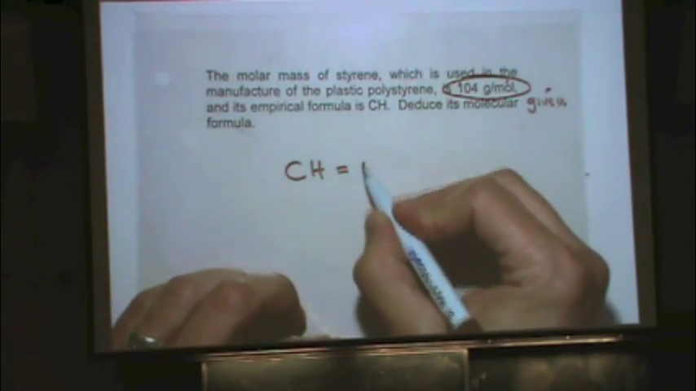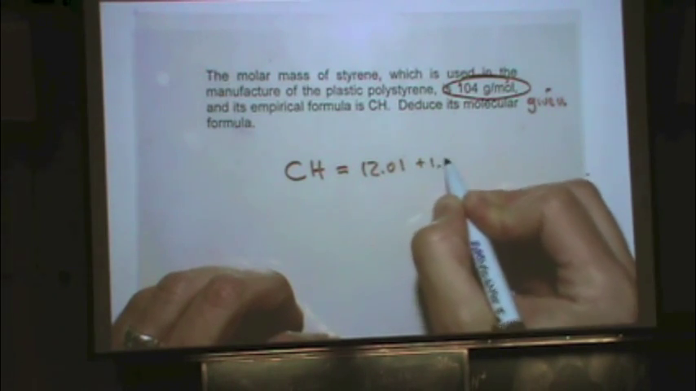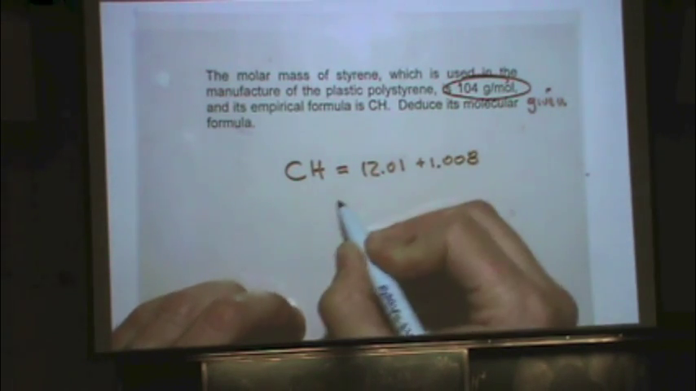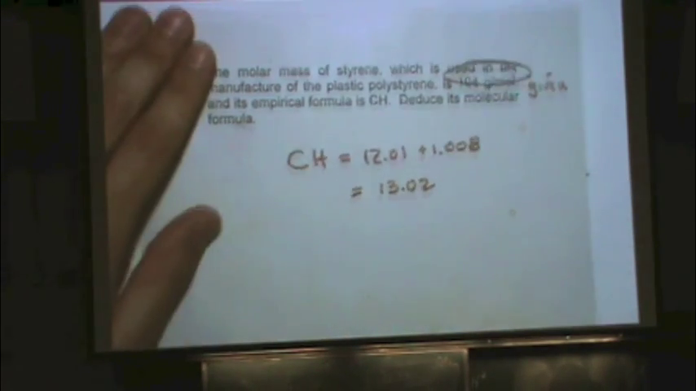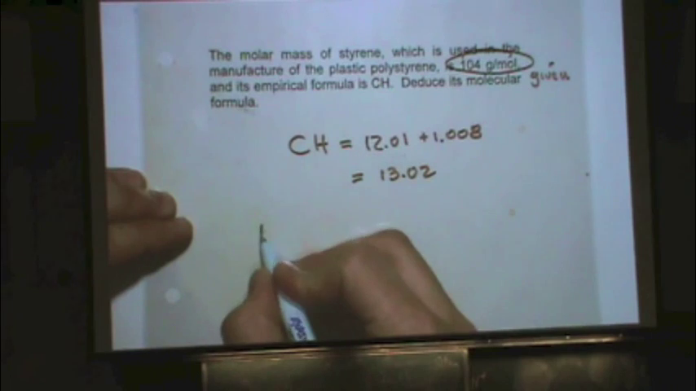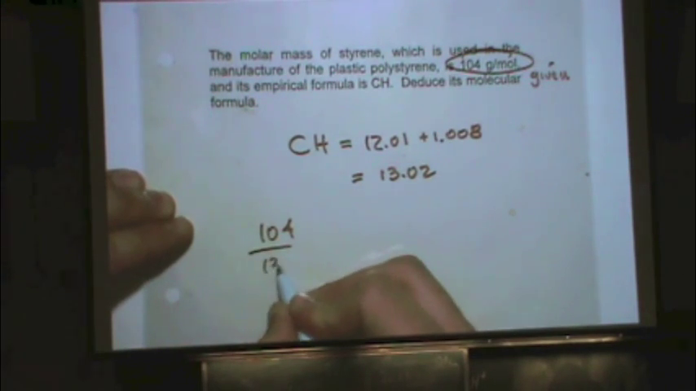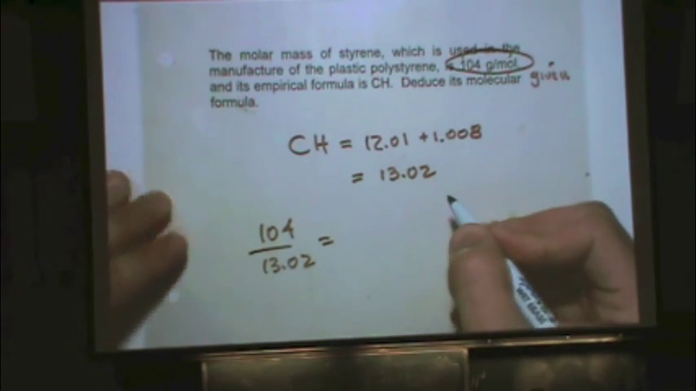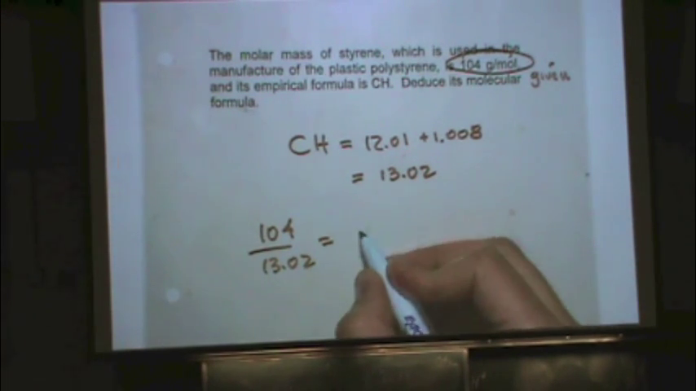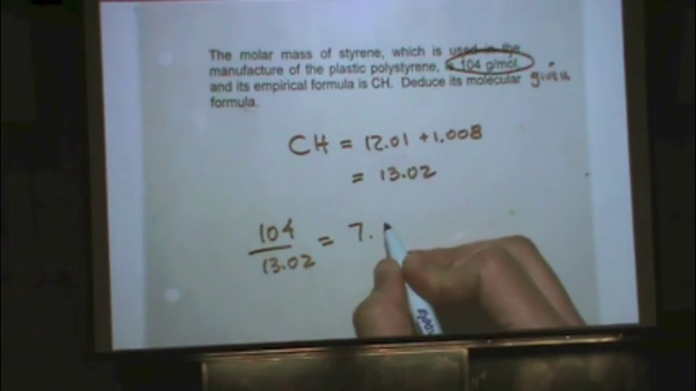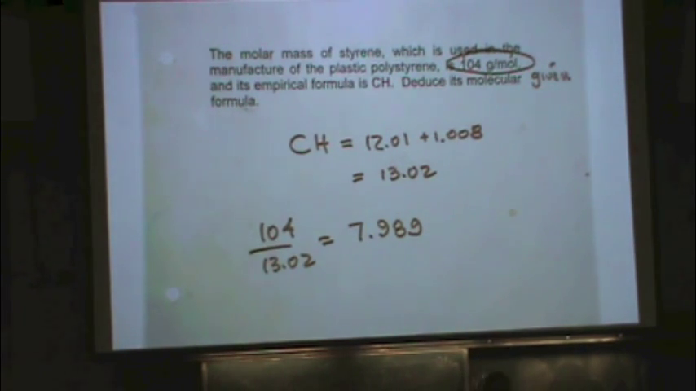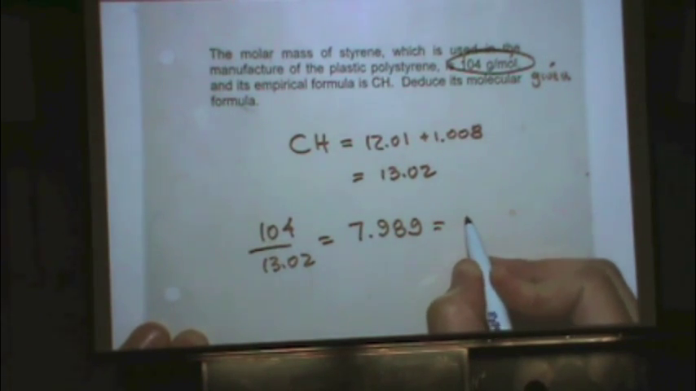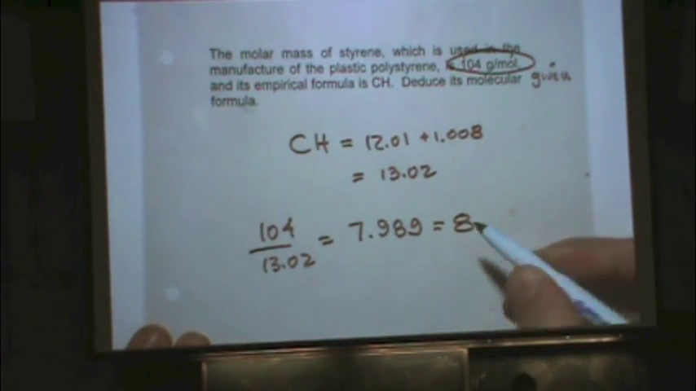Okay, CH, that'd be 12.01 plus 1.008, or just about 13.02. And then you take the larger number, the molecular formula molar mass, 104, divided by 13.02, the empirical formula molar mass, and I got 7.989, which is really normal. You better get a number super close to a whole number, if not exactly a whole number. This is 8. Okay, so you can round here.